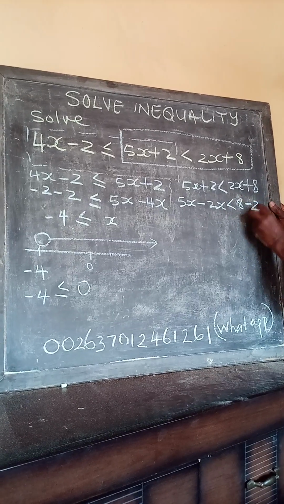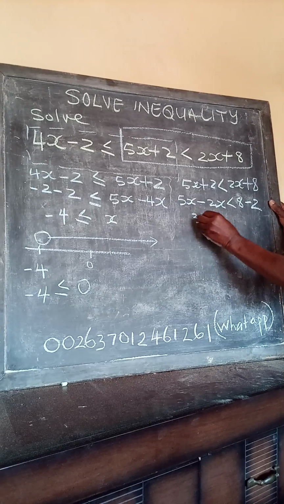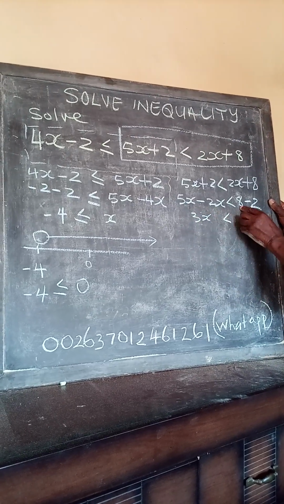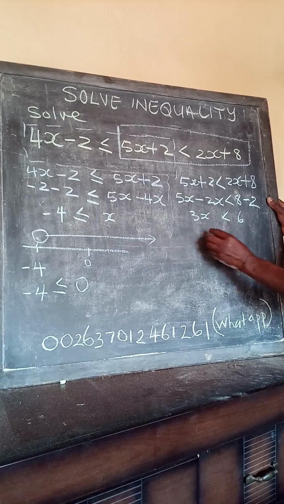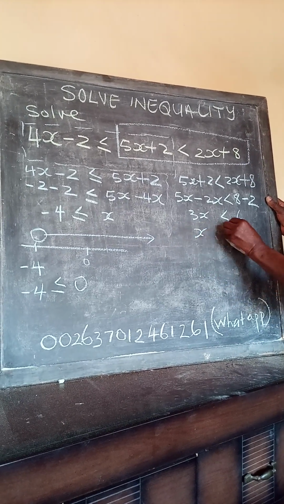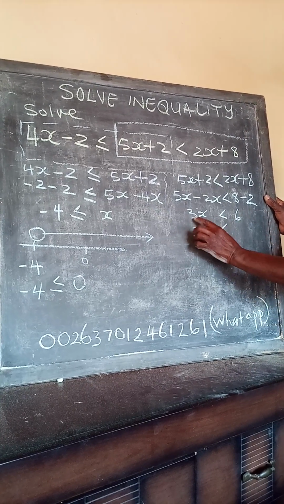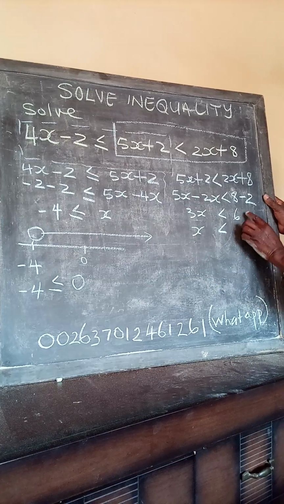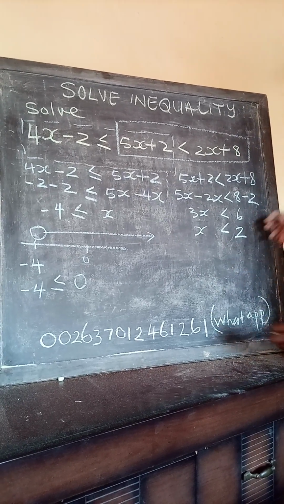So then it becomes 5x minus 2x, then I get here 3x is smaller than 8 minus 2, then I get 6. Then I divide both sides by 3. Then if I divide both sides by 3, this is what then I get. 3x divided by 3, I get x. 6 divided by 3, then I get 2. And then now I get this statement here.